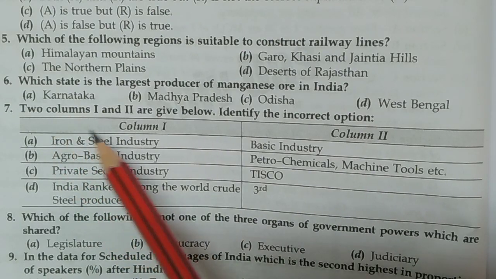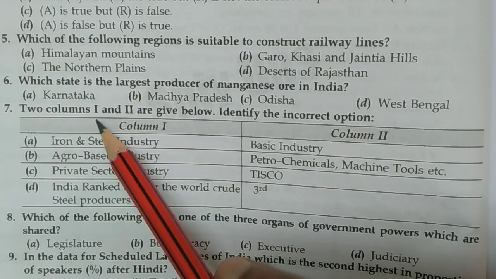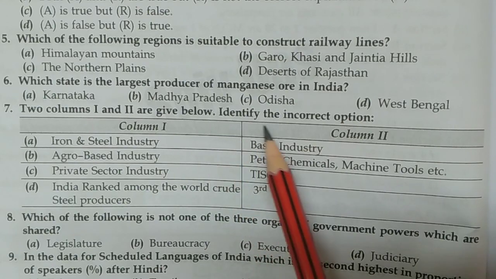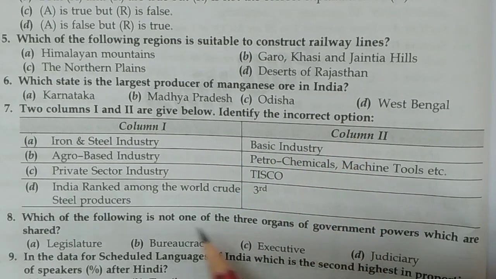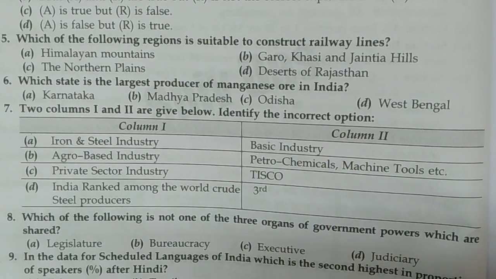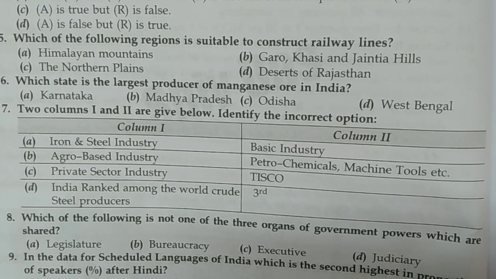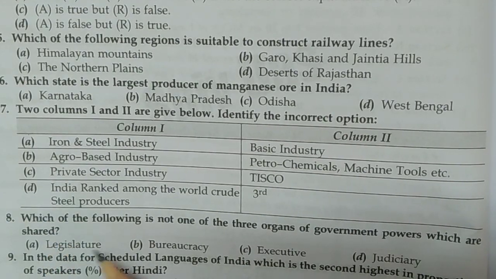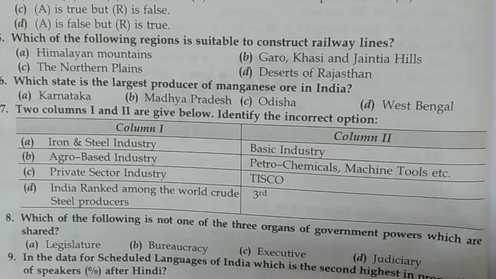7th, two columns A and 1 and 2 are given below. Identify the incorrect options. So which is the incorrect option? You can see and you can verify your answer. Next, which of the following is not one of the three organs of government powers which are shared? So you have 4 options. You can find the exact answer.